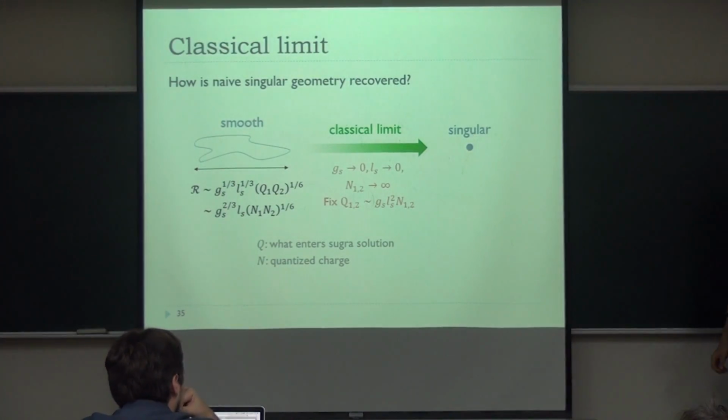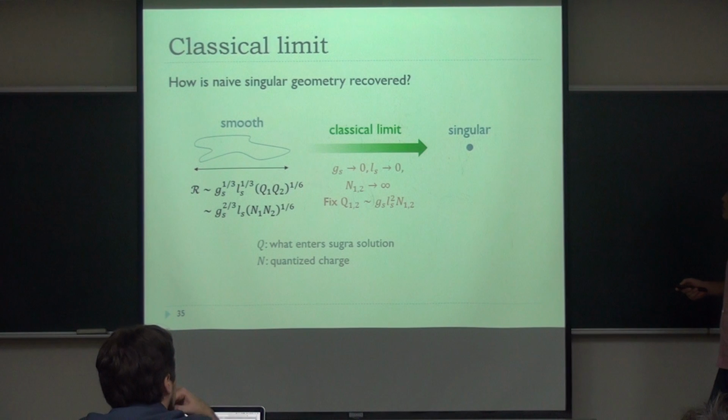Okay, you can consider the classical limit, just like we did before. So how is this naive single geometry recovered? I said that there's the two-charge black hole which is singular, and that's recovered by taking the classical limit again. So the classical limit is g_s going to 0, l_s going to 0, and the charges going to infinity. But we have to keep this combination finite.